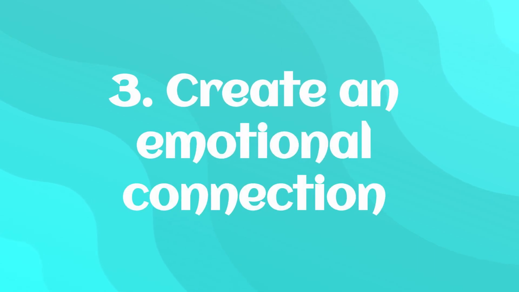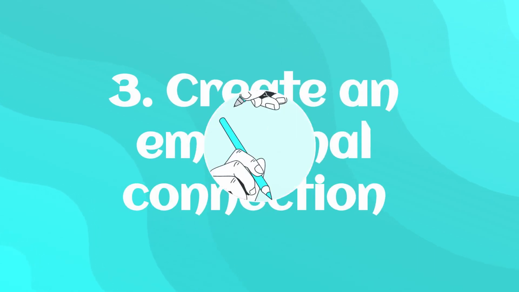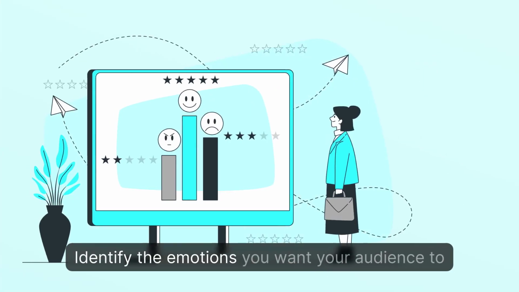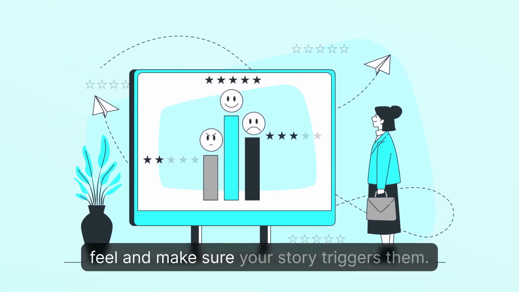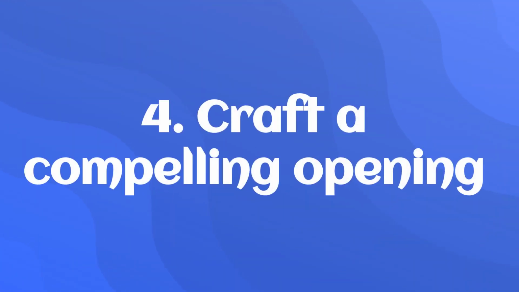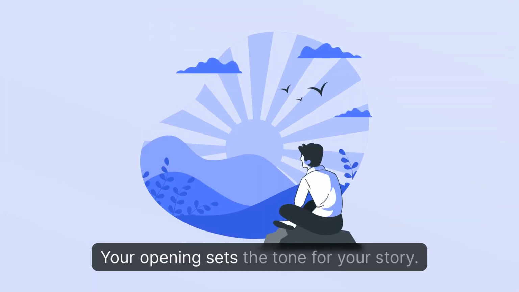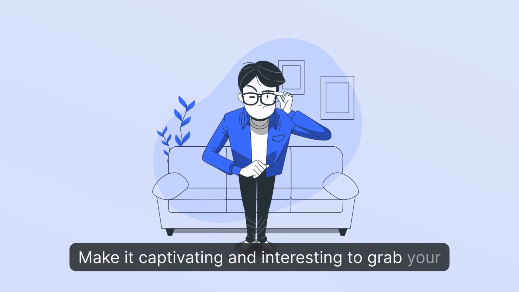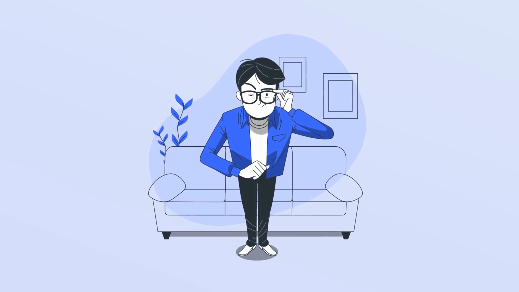3. Create an emotional connection. People remember stories that make them feel something. Identify the emotions you want your audience to feel and make sure your story triggers them. 4. Craft a compelling opening. Your opening sets the tone for your story. Make it captivating and interesting to grab your audience's attention.